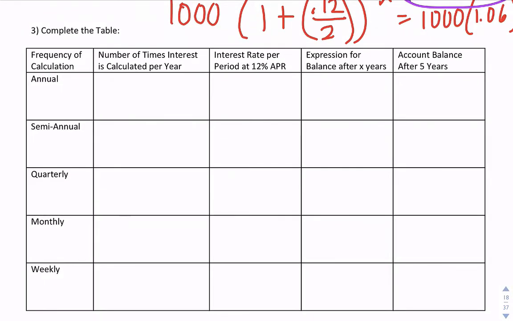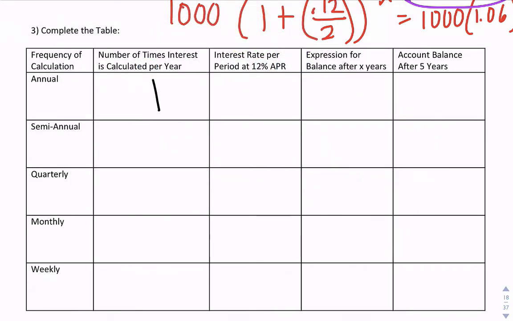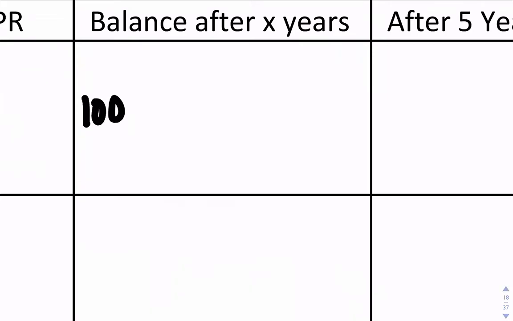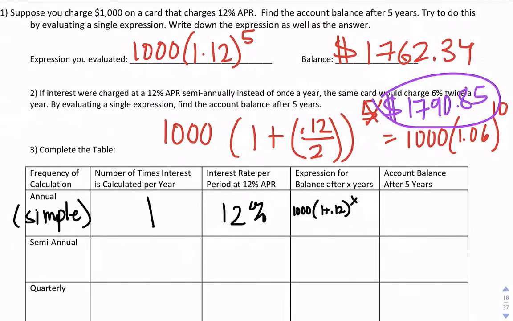Okay, so here, annual is once a year, and that's what we've been looking at. This is simple interest, once a year, and then the interest rate is 12% per year. The expression for the balance after X years. So again, that was 1,000 times 1 plus 0.12 to the power of X years, and we calculated that after 5 years it was $1,762.34.